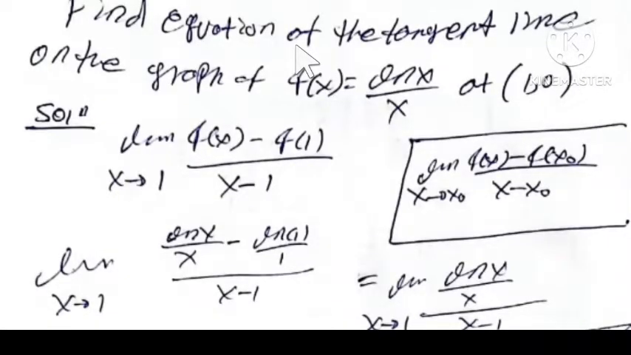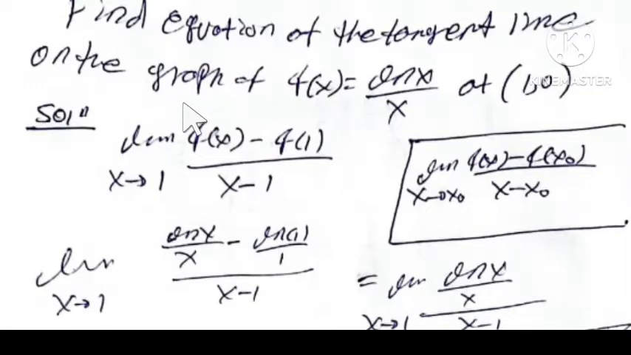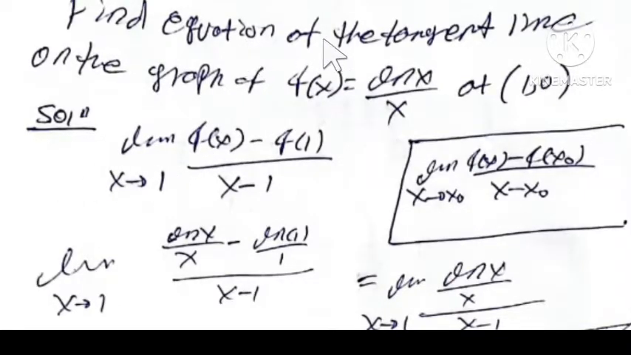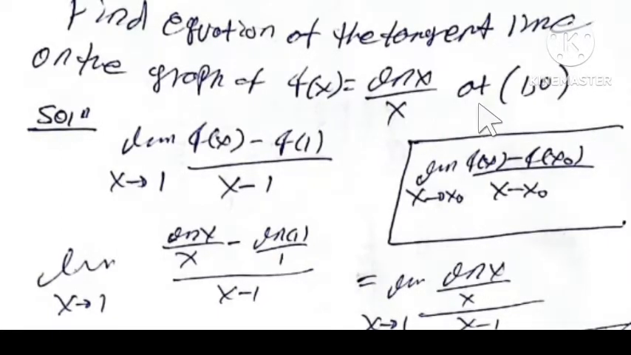Today we have to discuss how to find the tangent line of a graph in a short way. So to find the equation of the tangent line on the graph of f of x equals ln of x over x at the point (1, 0).